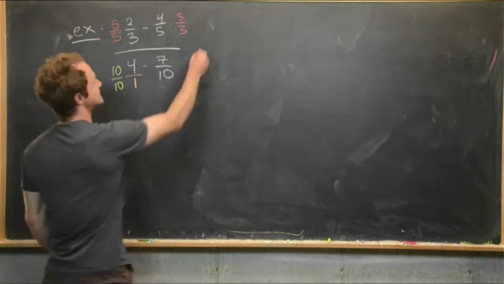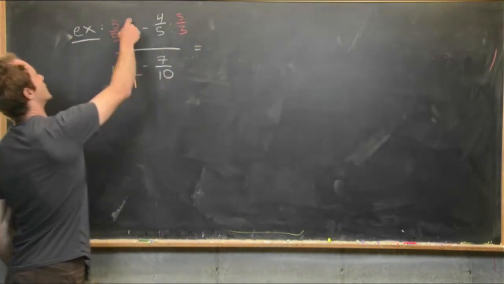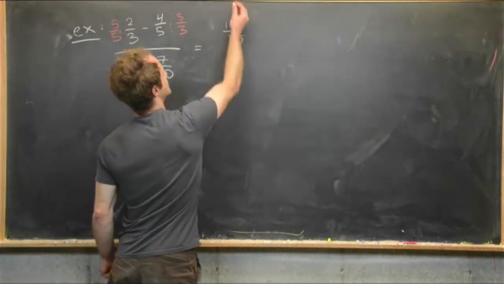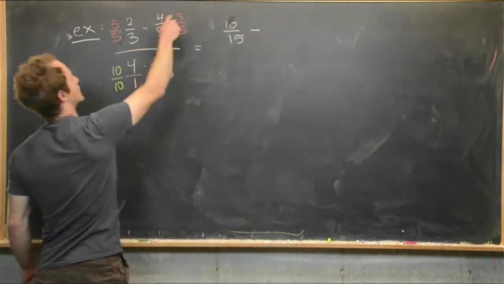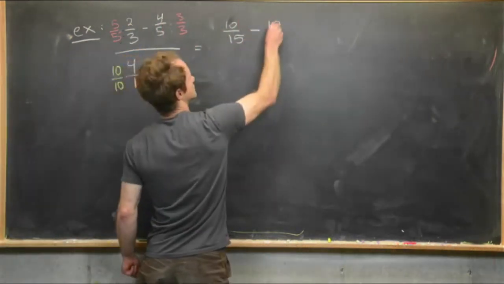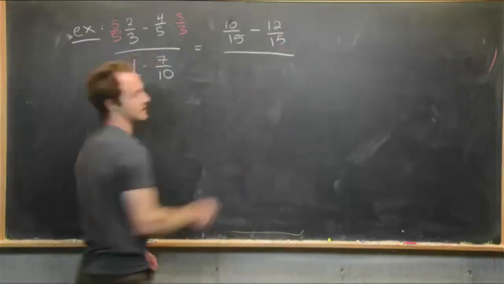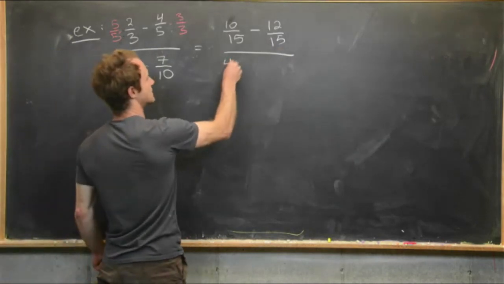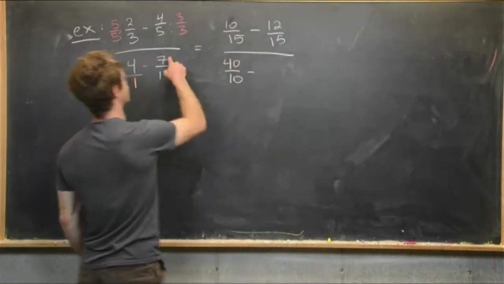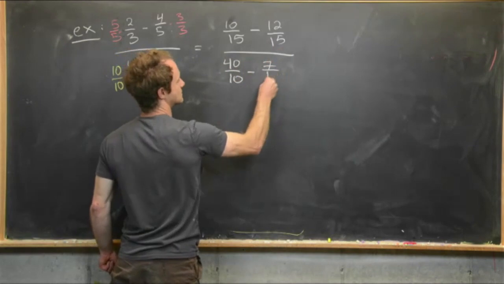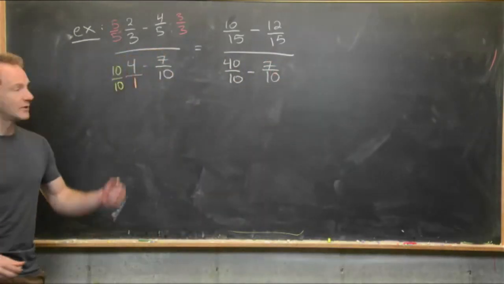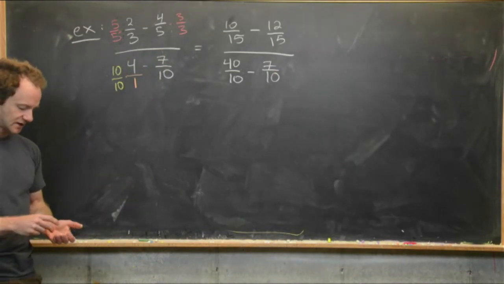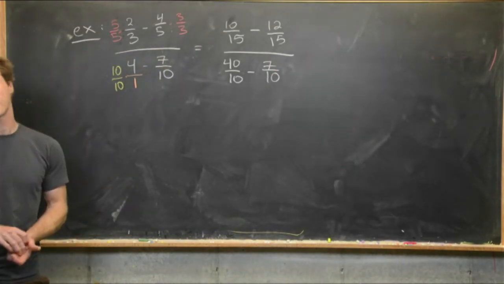Okay, great. So this is going to give us, so here we'll have 10 over 15 minus, so here we'll have 12 over 15. So 12 over 15. Great. And then here we'll have 40 over 10 minus 7 over 10. Great. And now we can go ahead and combine the numerators and denominators because we have everything with common denominators.